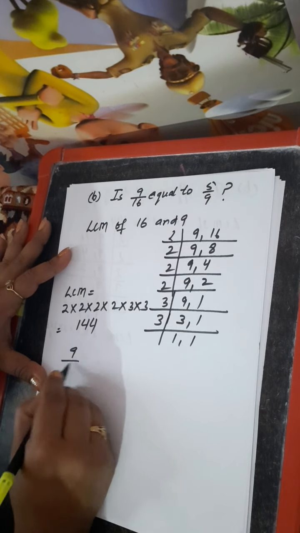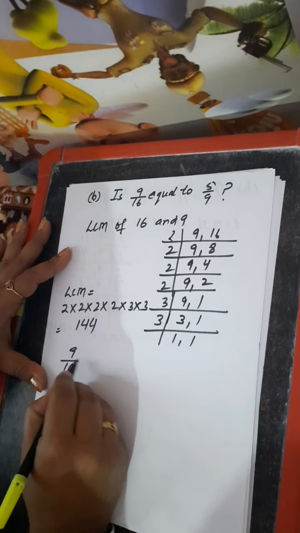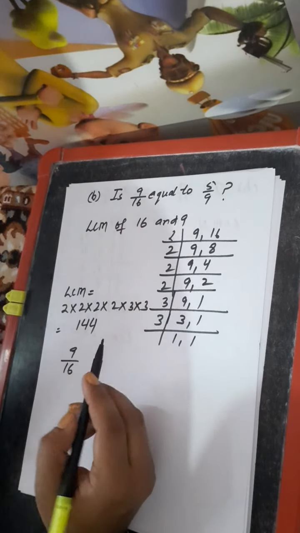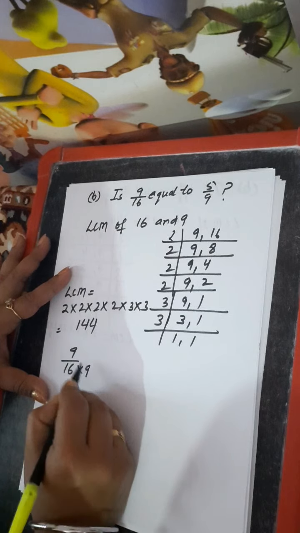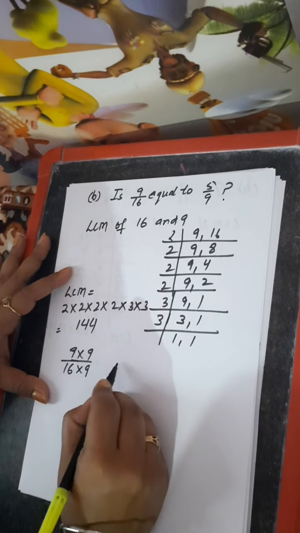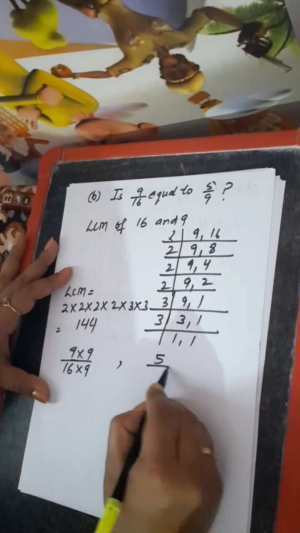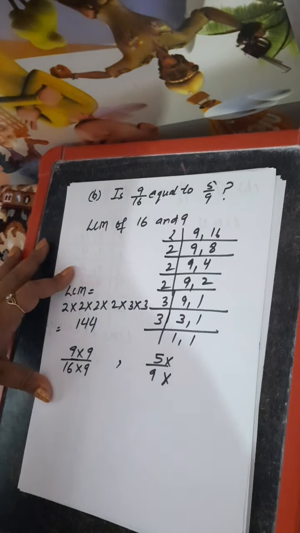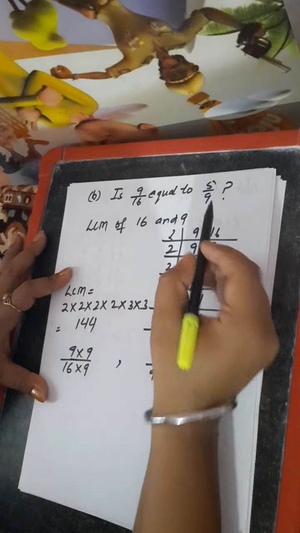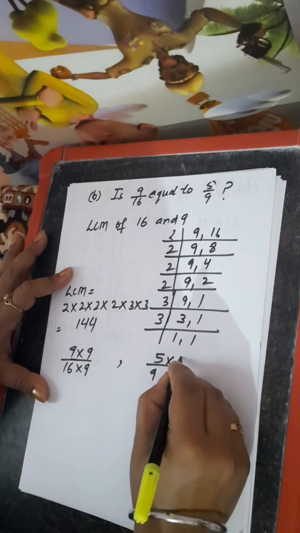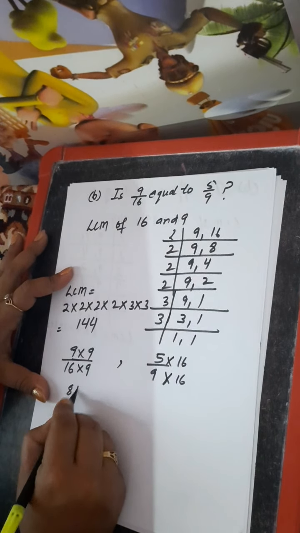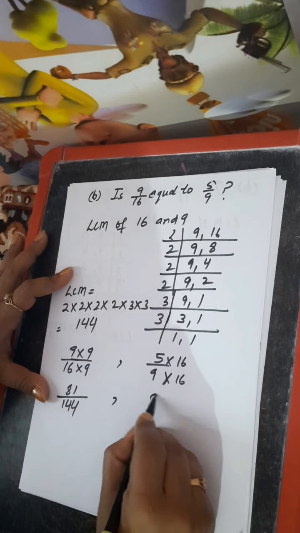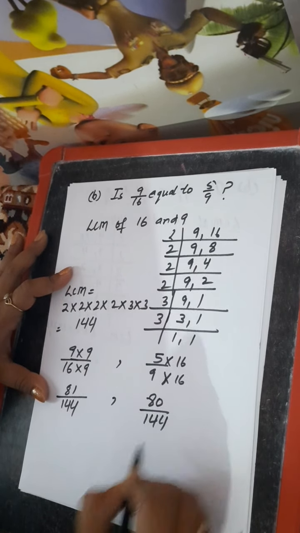So we have 9 upon 16. By which number do you multiply 16 so that you will get 144? You can check from this also. So here I have to multiply both numerator and denominator by 9. Next we have 5 upon 9. And in this, by which number do you multiply 9 so that you will get 144? That is 16. So here 9 9s are 81 upon 144. 5 into 16, that is 80 upon 144.